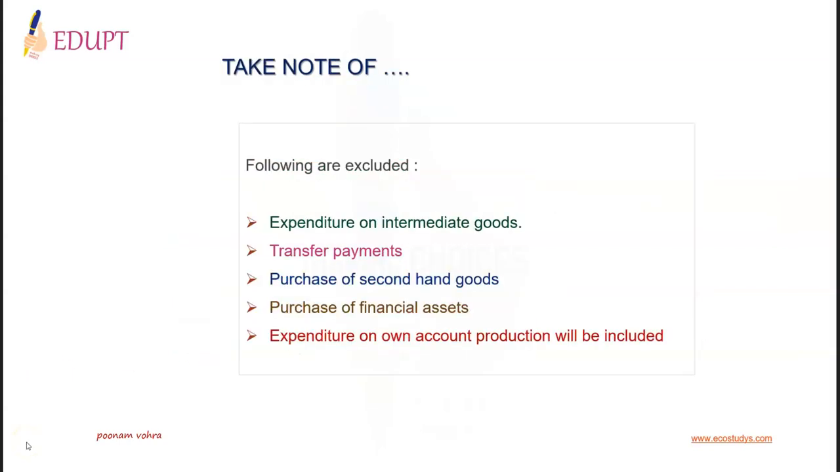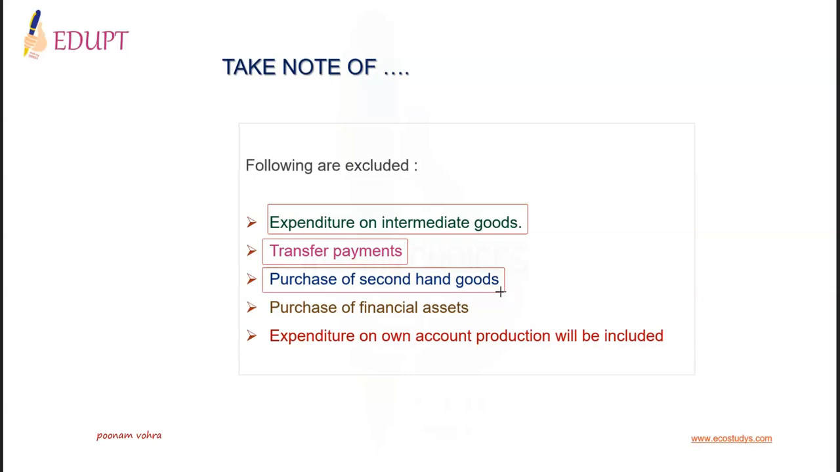While estimating national income by expenditure method, one has to take certain precautions. That is, expenditure on intermediate goods will not be included as only final goods are taken into account. Such expenditure would lead to double counting. Expenditure on transfer payments need not be included as these are unilateral in nature and there is no productive service involved. Purchase of second-hand goods are also not included because expenditure is incurred on these goods in the year they were manufactured.